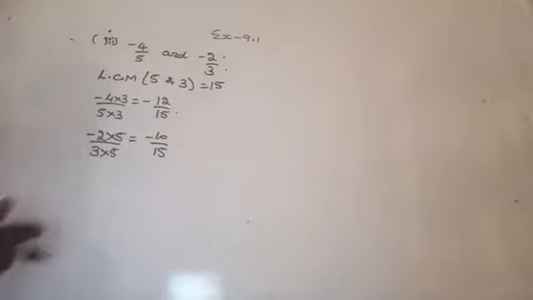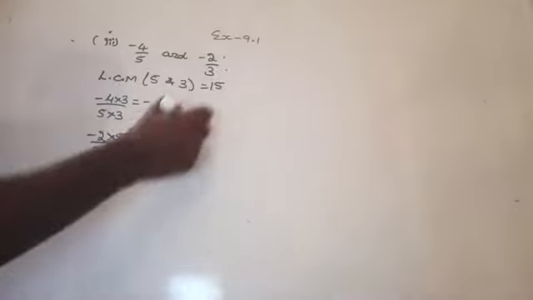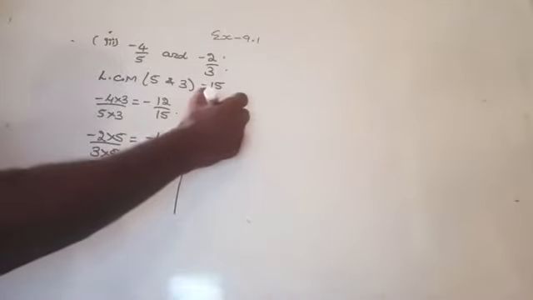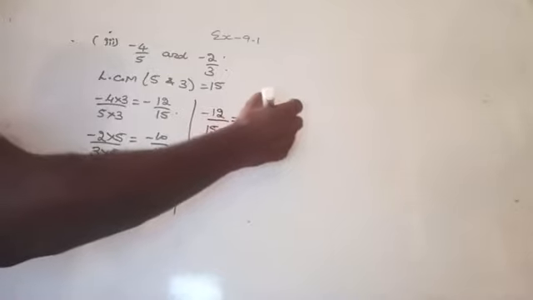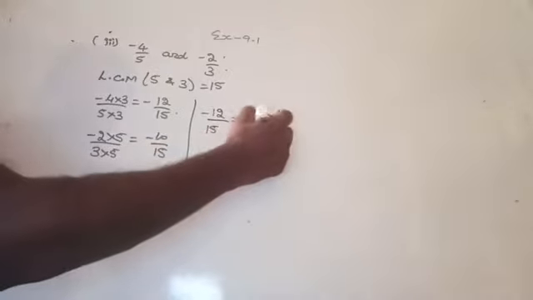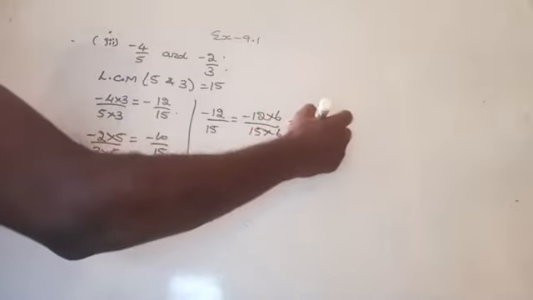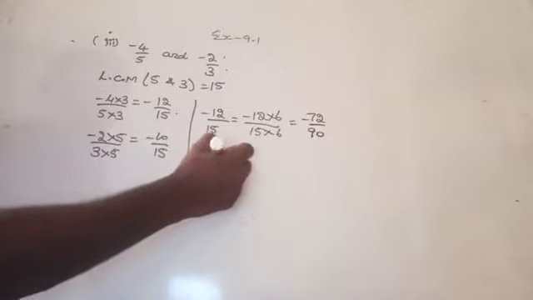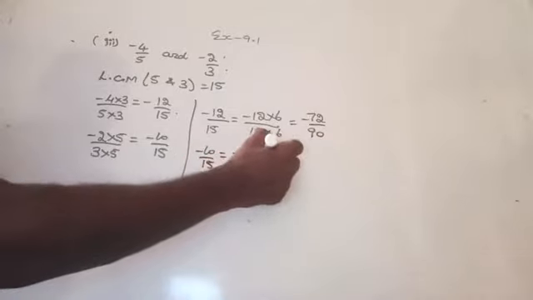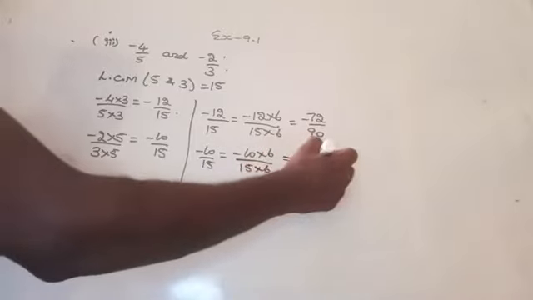Again, you have to multiply. How many rational numbers are we going to find? 5. So, better multiply by 6 here. So minus 12 by 15 equals minus 12 into 6 by 15 into 6, then it will be minus 72 by 90. Another one is minus 10 by 15. That can be written as minus 10 into 6 by 15 into 6, which is equal to minus 60 by 90.